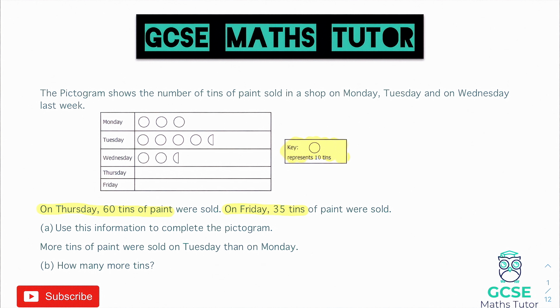So for 60 tins, that's going to be 6 of those circles, as they represent 10 each. So we just draw 6 circles into our pictogram, nice and neat, and there we go, there's our 6.